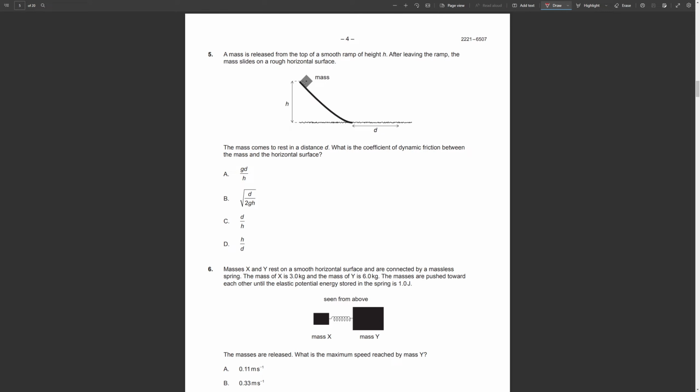Next, question 5. We have a mass starting from the top of a ramp, and when it reaches the horizontal part, there is a rough floor, and therefore it will stop eventually.